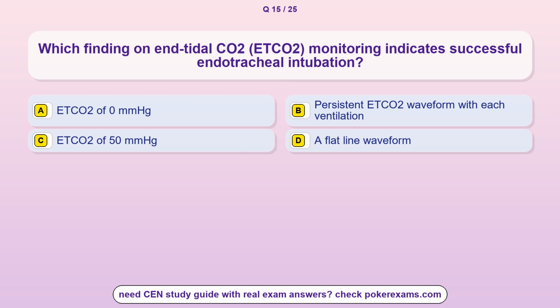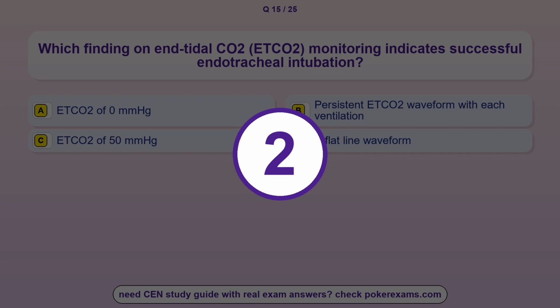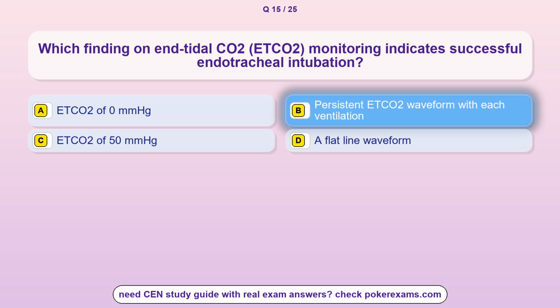Question 15. Which finding on end-tidal CO2, EtCO2, monitoring indicates successful endotracheal intubation? Option A, EtCO2 of 0 mmHg. Option B, persistent EtCO2 waveform with each ventilation. Option C, EtCO2 of 50 mmHg. Option D, a flat line waveform. The correct answer is option B, persistent EtCO2 waveform with each ventilation.